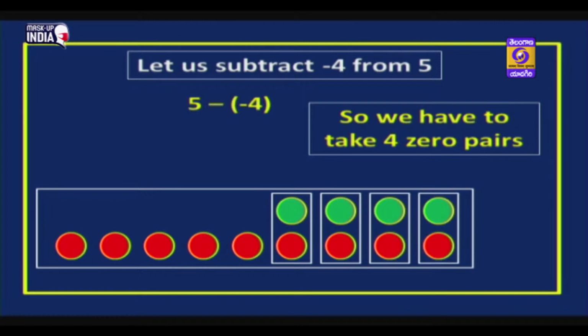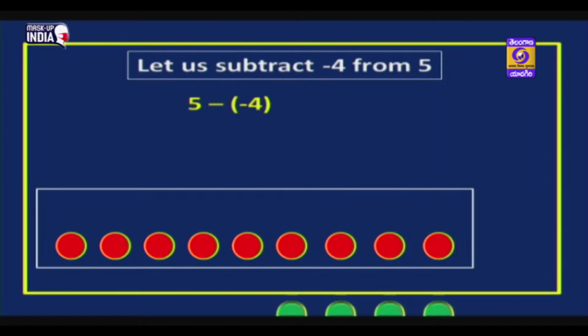Now, out of these 4 zero pairs, how many are there with green color here? 4, means 4 negative numbers, isn't it, children? So, each represents minus 1, then all those 4 represent, yes, minus 4. So, if I remove these 4 green coins, now what is left? Yes, absolutely right, children, we are left with 9 red coins.